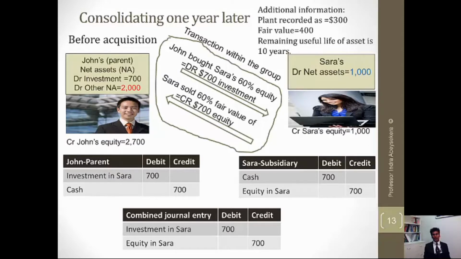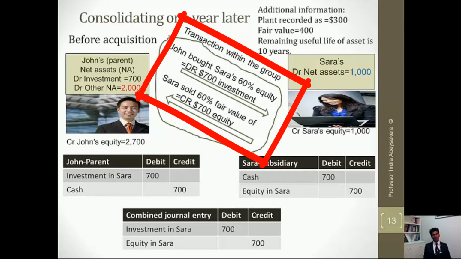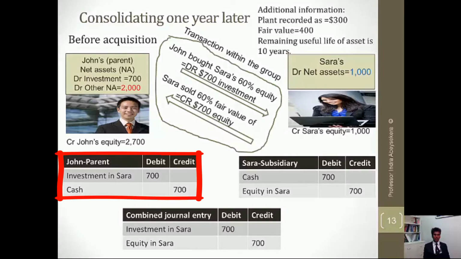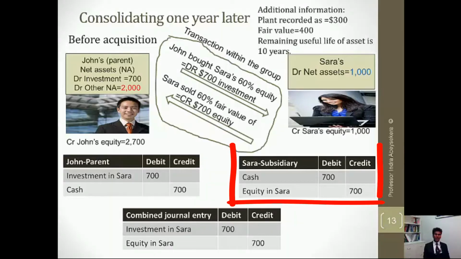John paid $700 to acquire Sarah, and Sarah sold $700 of equity, which is 60% of the fair value of equity. John then recorded a journal entry in John's accounting information system: debit investment in Sarah 700, credit cash 700. Sarah recorded in Sarah's accounting system: debit cash 700, credit equity 700.